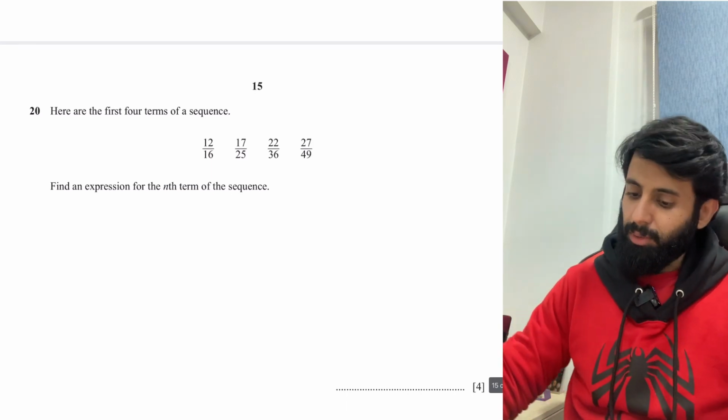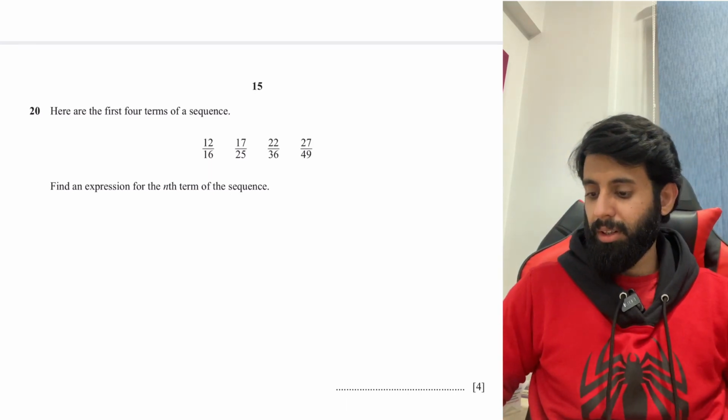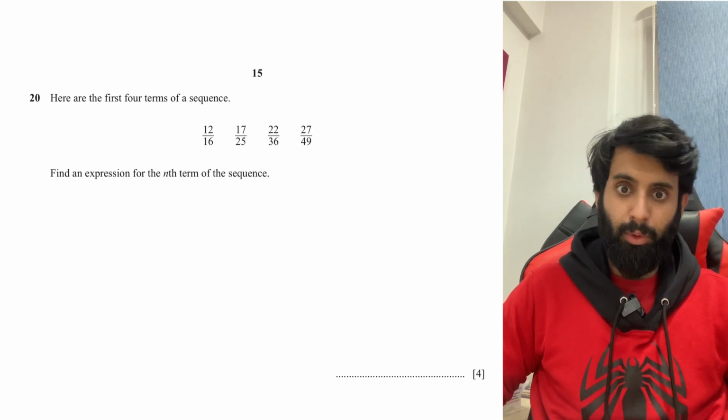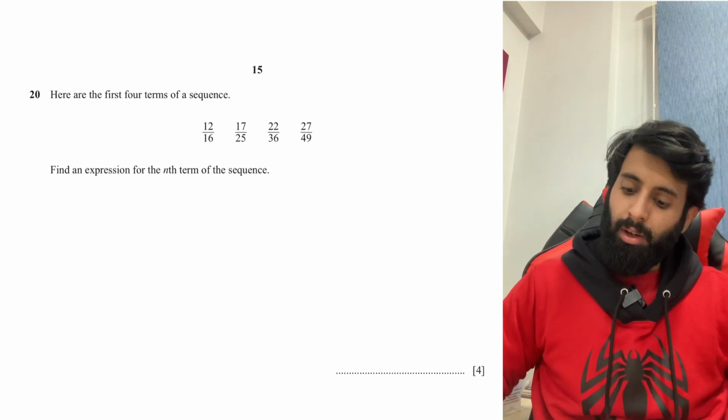Okay, number sequences, one of my favorite topics. It says here are the first 4 terms of a sequence. Find an expression for the nth term of the sequence. This is a 4-mark question. Okay then, so how do we do that?